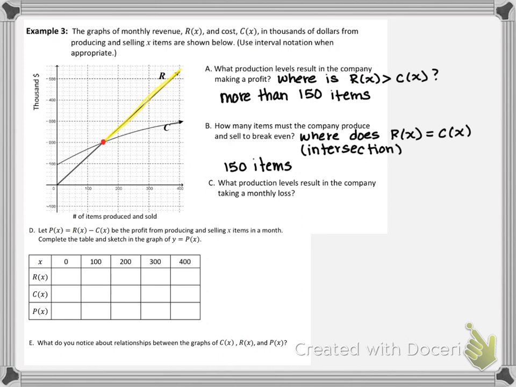Okay, so if we want to know what production levels result in the company taking a monthly loss, what's that going to be? 0 to 149. Yeah. I would probably just say up to 150 items. Definitely, of course, it has to be greater than 0. If you didn't say that, I probably wouldn't throw a fit about it because it's sort of assumed, right, that we're not making negative items.